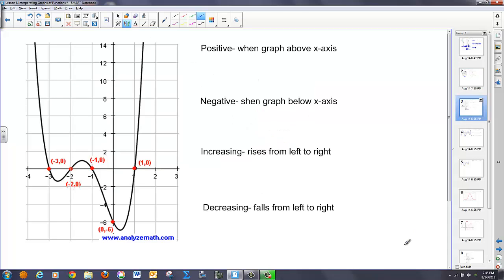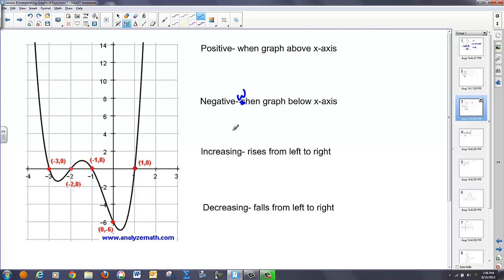When we talk about graphs, sometimes we say a graph is positive or a graph is negative. In other words, a graph is positive when its y values are above the x-axis, and it's negative when its y values are below the x-axis. So in this case, I see the graph being above the x-axis here, in this region here, and in this region here, and being below the x-axis in this region here, and in this region here.